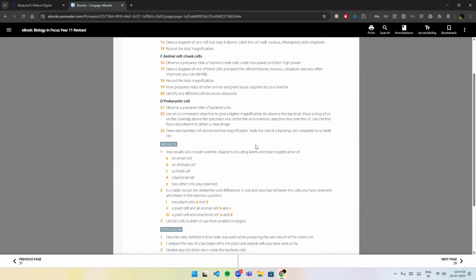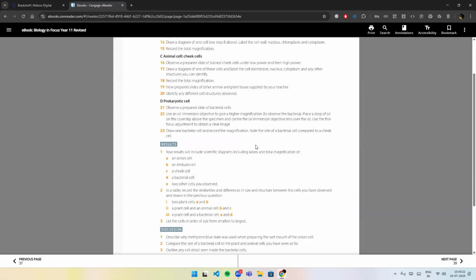D. Prokaryotic cell. Observe a prepared slide of bacterial cells. Use an oil immersion objective to give a higher magnification to observe the bacteria. Place a drop of oil on the cover slip above the specimen and center the oil immersion objective lens over the oil. Use the fine focus adjustment to obtain a clear image. Draw one bacterial cell and record the magnification. Note the size of a bacterial cell compared to a cheek cell.